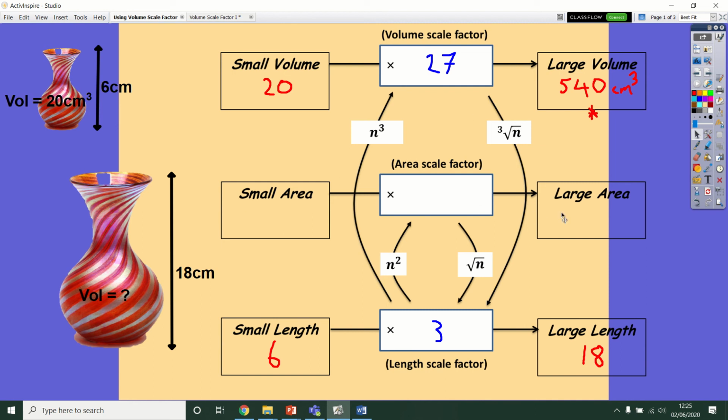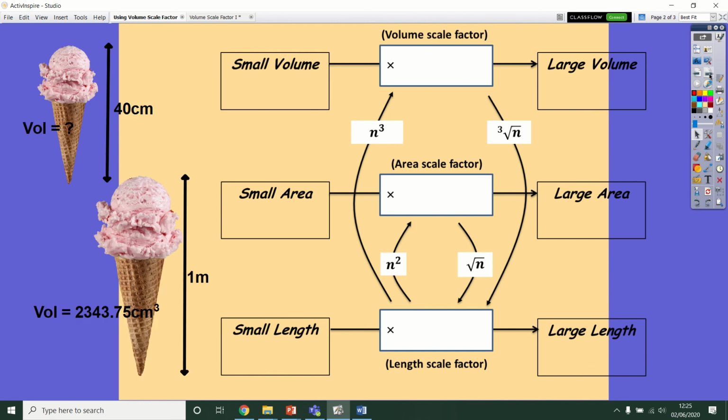There are other ways of getting around this grid. Sometimes you're going to have to use the middle row, and it depends on what the question's giving to you in order to work it out. Let's do a couple more examples before you do some yourself. So let's do the ice cream.